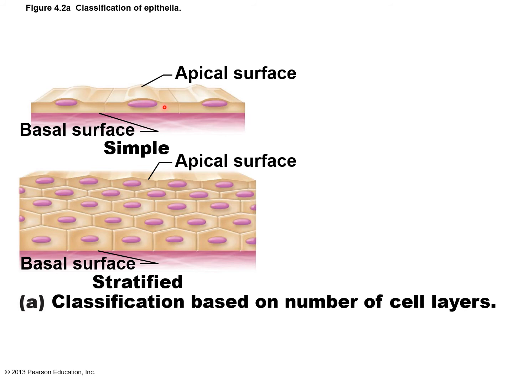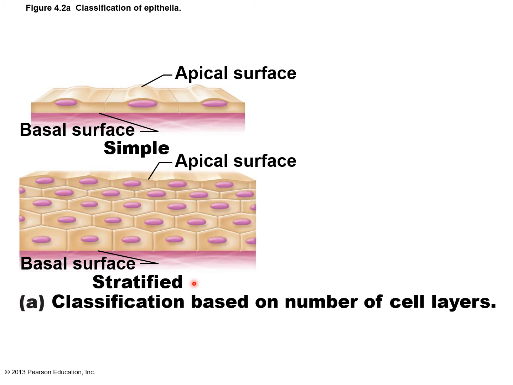So when it looks squished like this and flat like that, that's going to be a squamous cell. So I would call this tissue right here simple, because it's made out of one layer, squamous, because the cells are flat, epithelium. So this tissue right here would be known as a simple squamous epithelium, or you can say simple squamous epithelial tissue. Okay, this one right here, it's made up of multiple layers, so I'm going to call it stratified.